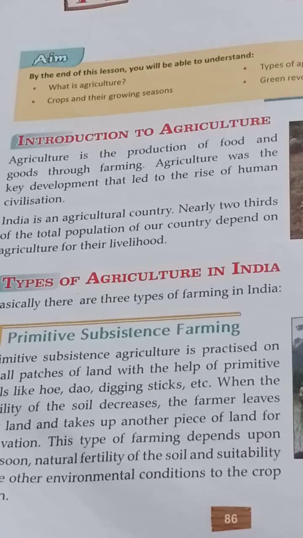When the fertility of the soil decreases, the farmer leaves that land and takes up another piece of land for cultivation. This type of farming depends upon the monsoon, the natural fertility of the soil, and the suitability of other environmental conditions to the crop grown. So, what are the features of primitive subsistence farming?